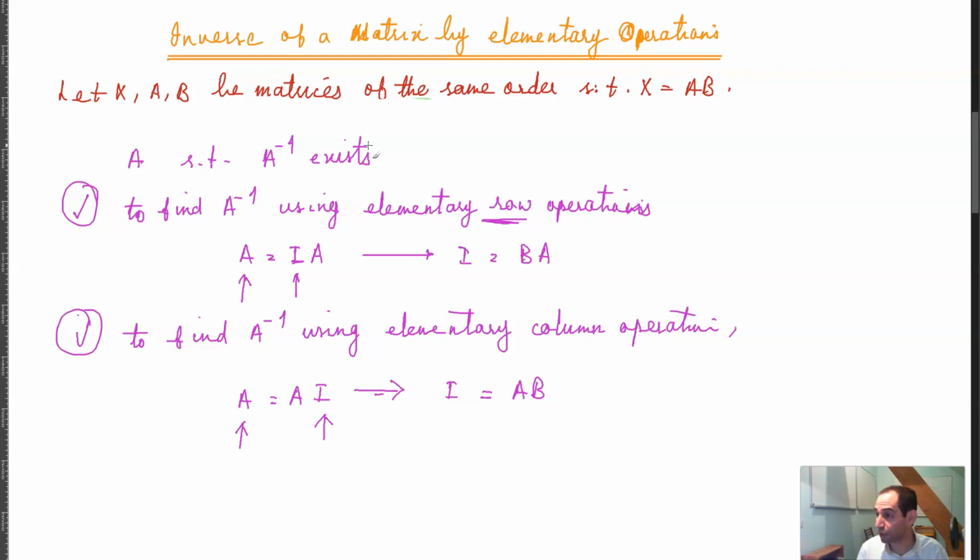Now, as a remark, in case after applying one or more elementary row or column operations on I is equal to A is equal to IA or A is equal to AI, if we obtain all zeros in one or more rows of the matrix A on LHS, then A inverse does not exist.